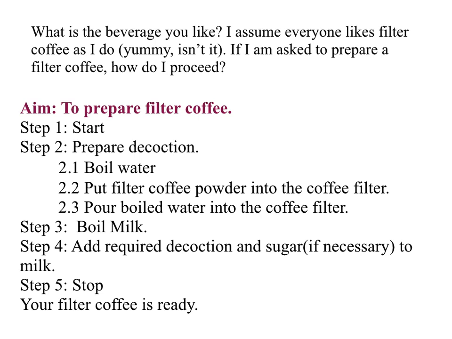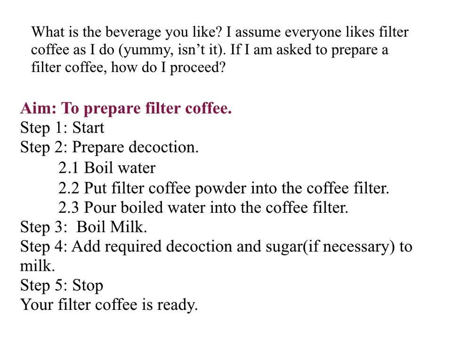So I'm asked to prepare a filter coffee. Now in this process, I need to have two things. One is the decoction. Number two is the milk. Then I will have to mix them to get the filter coffee. This is my process. Now I can further divide these two things. Say I wanted to prepare a decoction. So what do I do? I need to boil water. When the water is boiling, put the filter coffee powder into the coffee filter. Now pour the boiled water into the coffee filter.